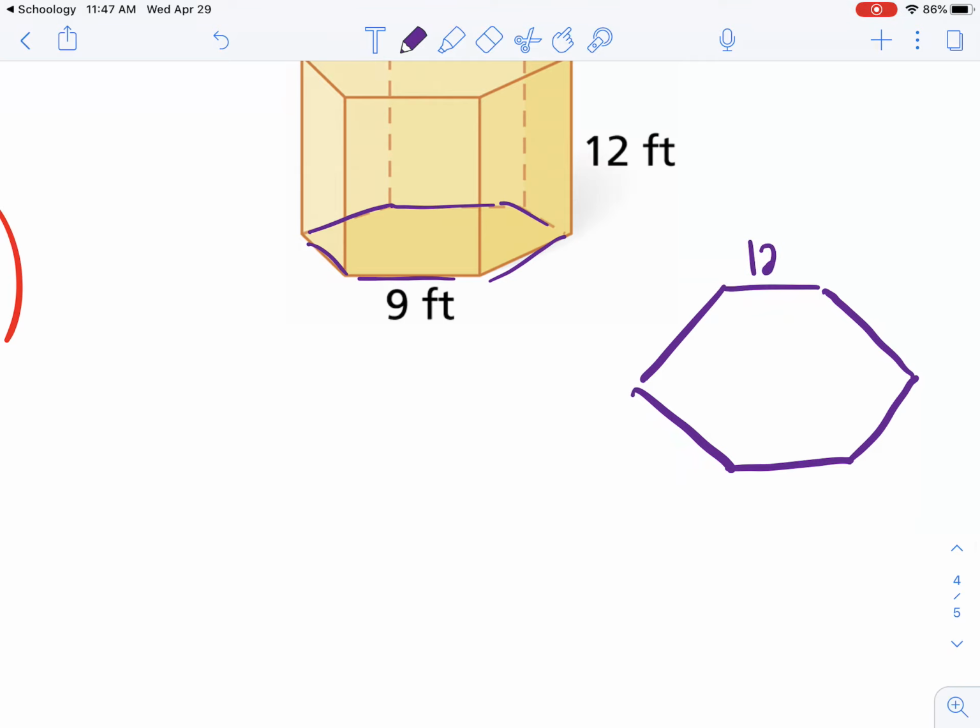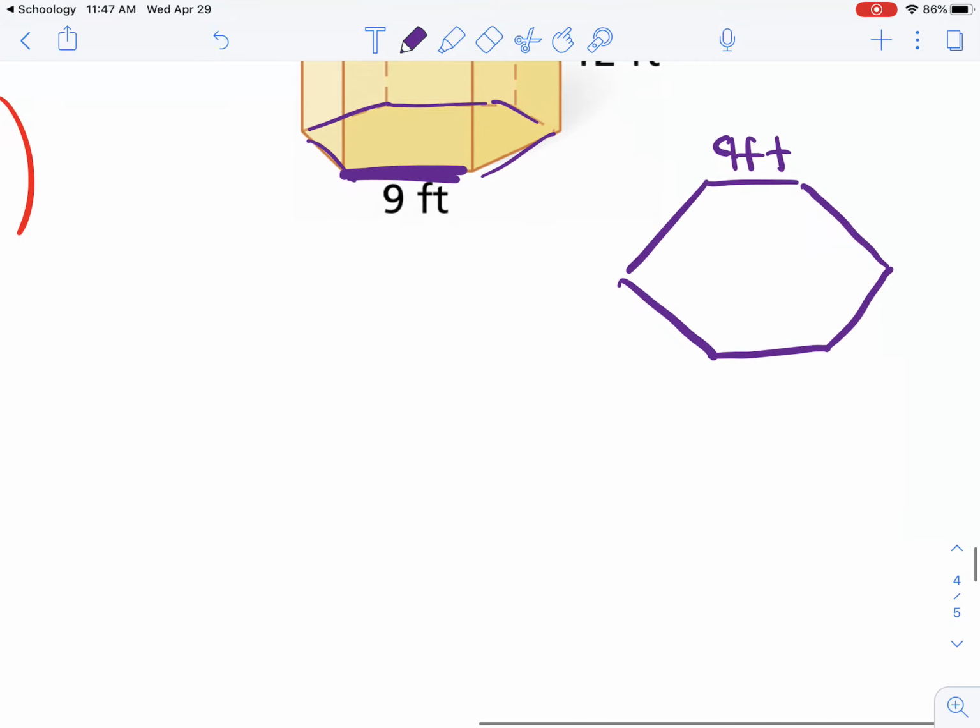The sides are all 12, so, oops, no, they're not. They are all 9, right? It says right here, the sides are all 9 feet, so I'll put that right there so it's not in my way. All right, area of the base. Okay, so this, remember, is a regular hexagonal prism, so that's a hexagon, and it's regular. So 1/2 apothem times perimeter.